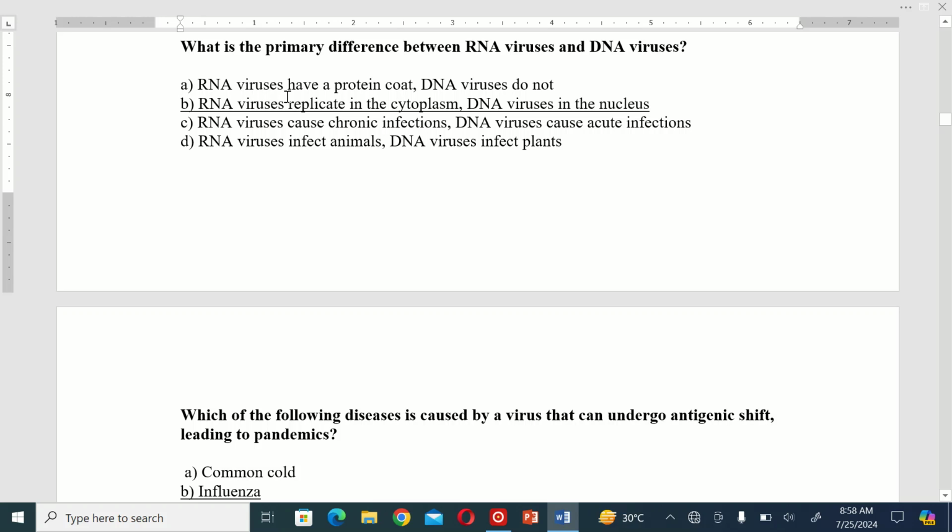The next MCQ is: what is the primary difference between RNA viruses and DNA viruses? A. RNA viruses have a protein coat, DNA viruses do not. B. RNA viruses replicate in the cytoplasm, DNA viruses in the nucleus. C. RNA viruses cause a chronic infection, DNA viruses cause acute infection. D. RNA viruses infect animals, DNA viruses infect plants. So the correct option is B.